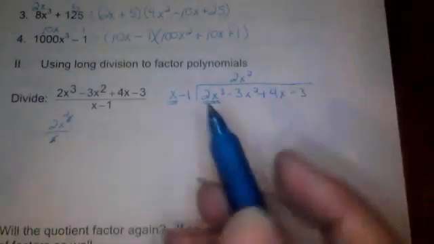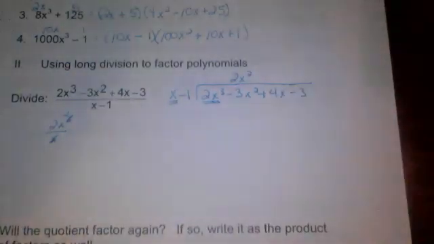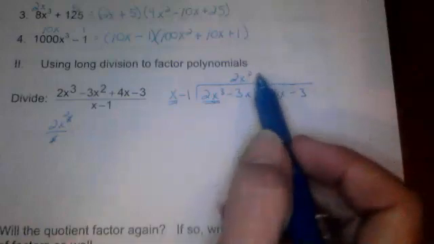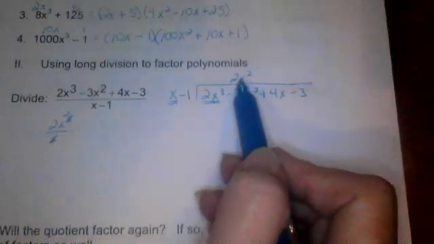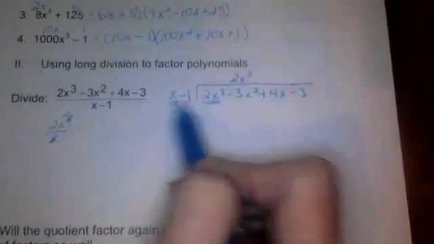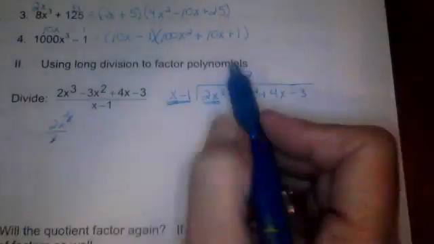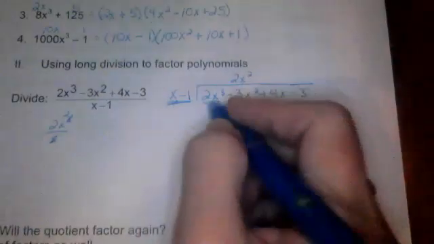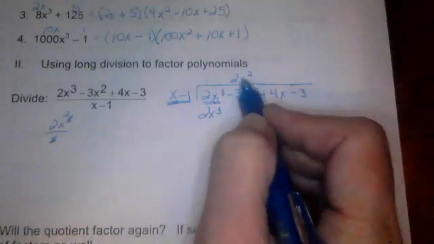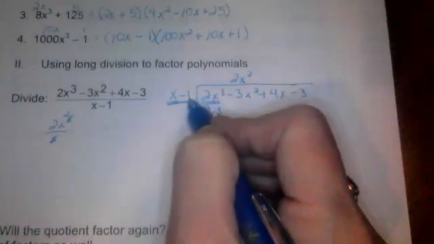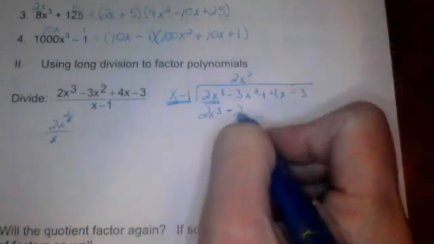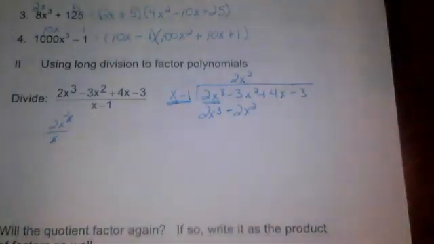That's all we're doing. Then we are supposed to, just like in elementary division, multiply this number times this thing that we were dividing by. So 2x squared times x is 2x cubed. 2x squared times negative 1 would be negative 2x squared.